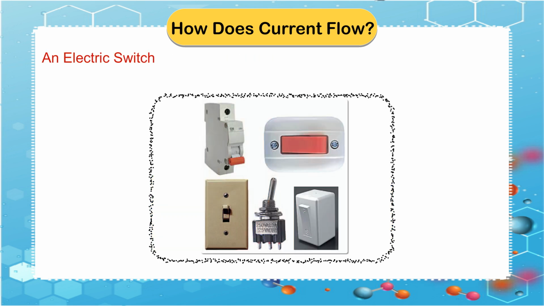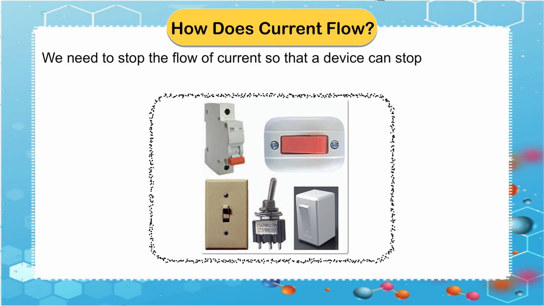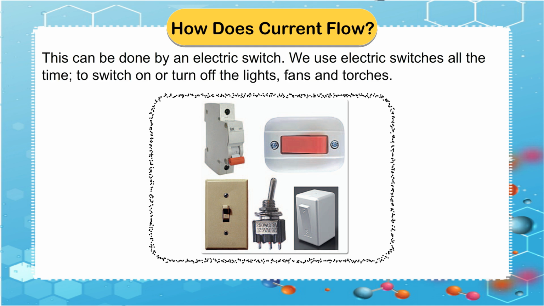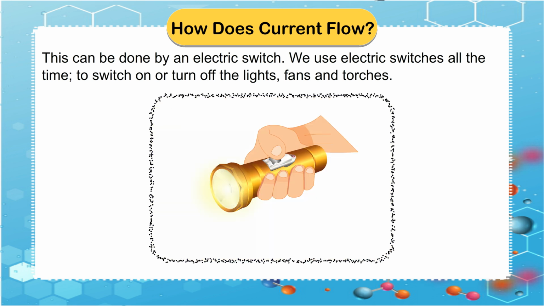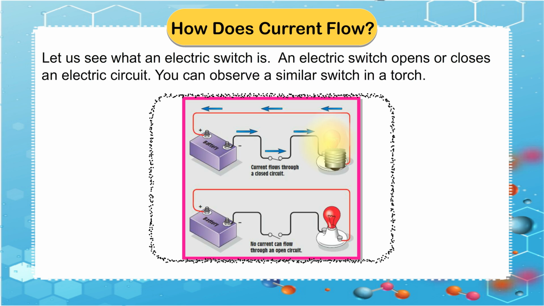An electric switch. Sometimes, we do not need a continuous supply of current. We need to stop the flow of current so that a device can stop working when not in use. This can be done by an electric switch. We use electric switches all the time to switch on or turn off the lights, fans and torches. Let us see what an electric switch is. An electric switch opens or closes an electric circuit.